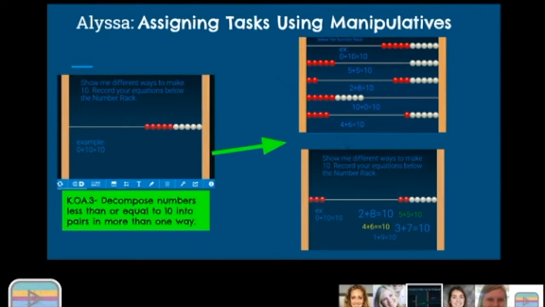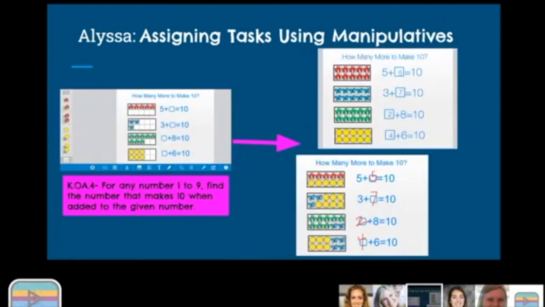The second task I created on the next slide is using the number frames tool shown on the left of the slide. This task focuses on finding a number when paired with a given number that makes 10. On the right of the slide, it shows examples of completed student work for the task. This is just another example of how you could use the virtual manipulatives to assign tasks to your students.